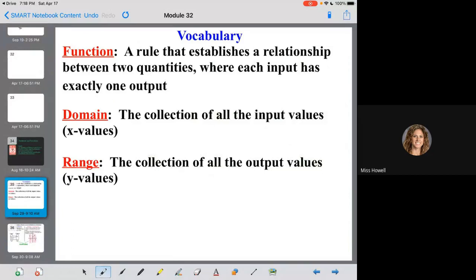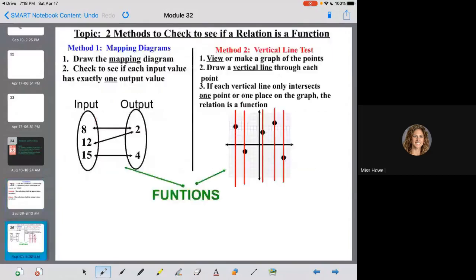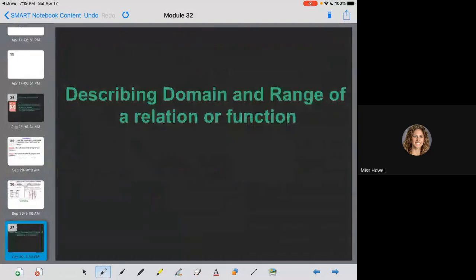So our goal for today is to expand on what we added in our last lesson with our mapping diagram test and our vertical line test that helps us to establish if a relation is a special type called a function. Can we describe the specific values in the domain and range of a relation or a function, no matter which one we're given?